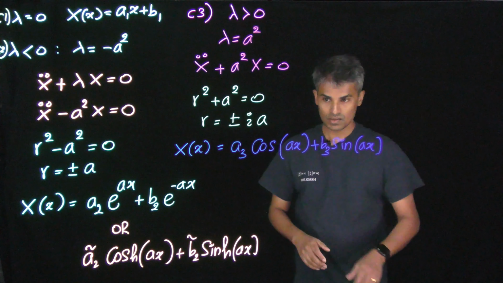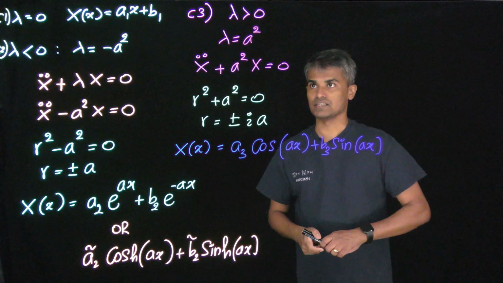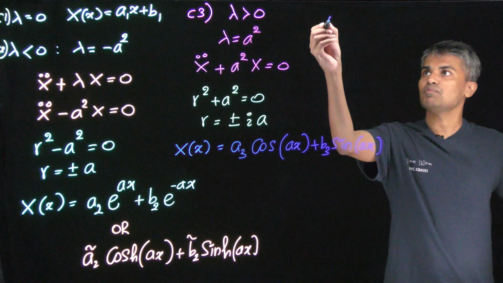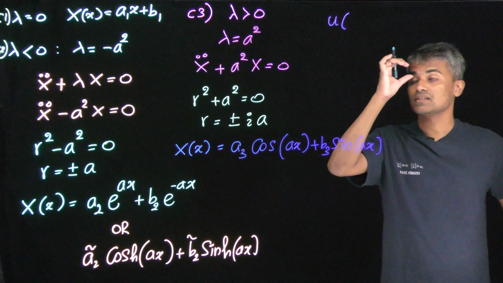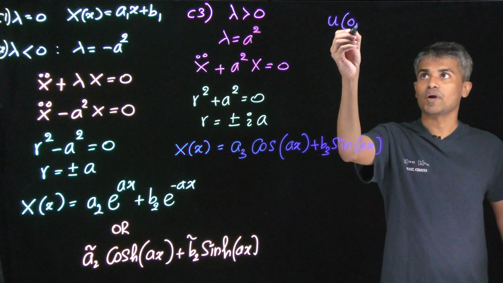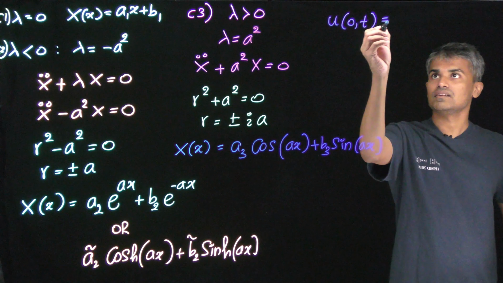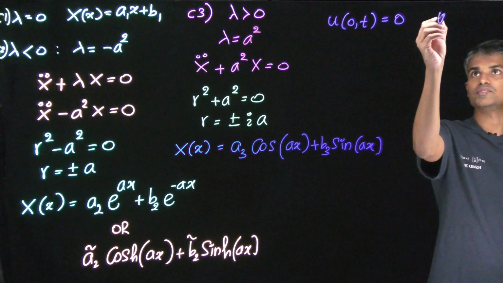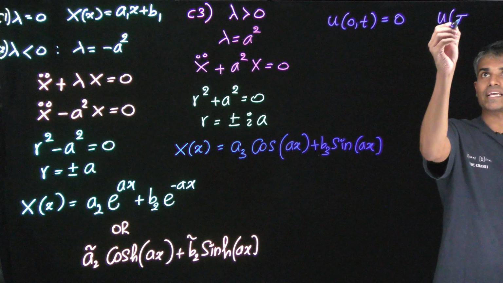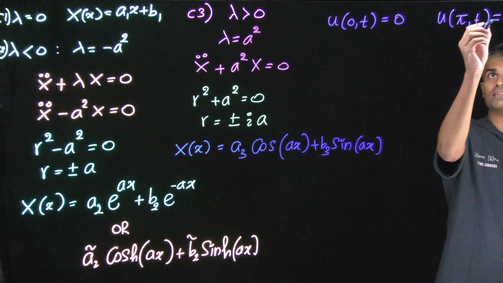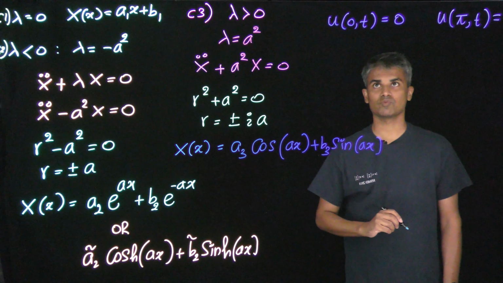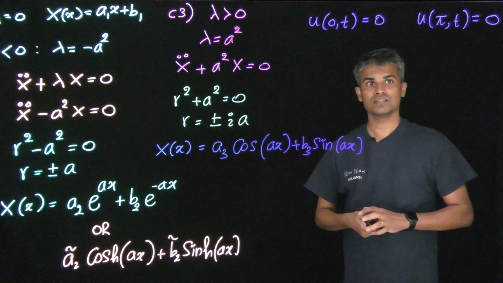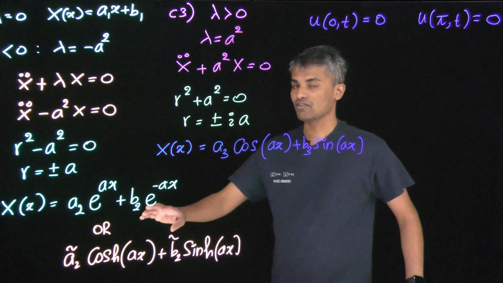So, the next step is to figure out the values for these constants using the boundary conditions. Okay, now, let us recall the boundary conditions. The first boundary condition says u at the left end point equals 0, and the second boundary condition says u at x equals pi, I think it was, and this temperature value is 0 as well. Now, using these two boundary conditions, let us figure out the boundary conditions for our big X of x.